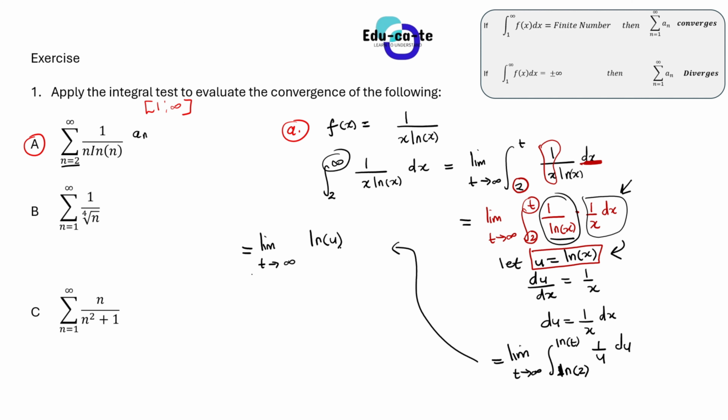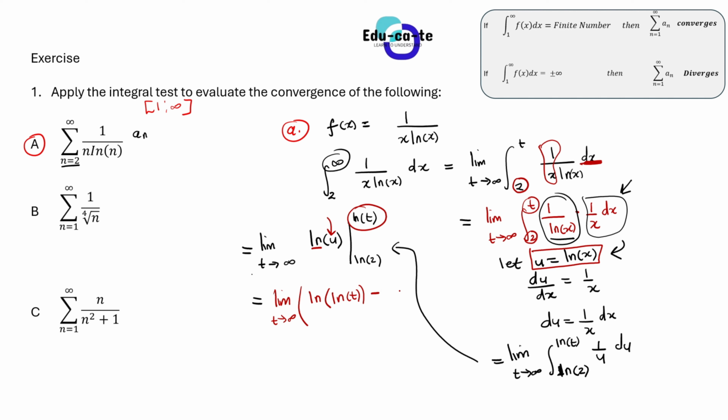Remember that the integral of 1 over u is ln of u. So basically now you are evaluating this from ln 2 to ln(t). When you evaluate this, you're just going to substitute the bounds. So this is going to give you the limit as t approaches infinity of ln, where there is u, you are going to substitute the upper bound, which is ln(t). So this is ln(ln(t)) in this way.